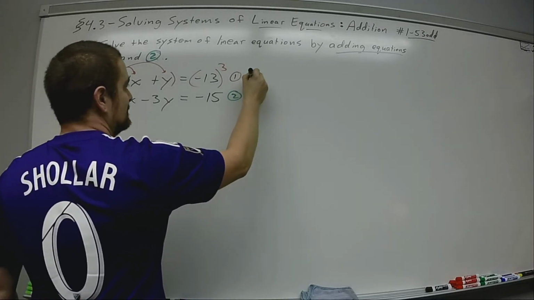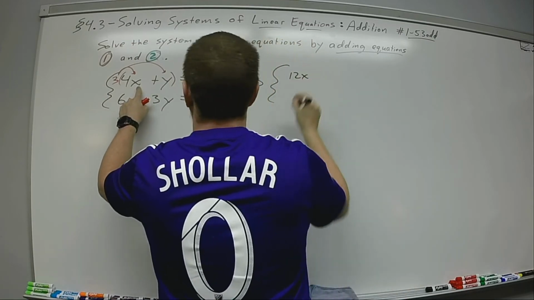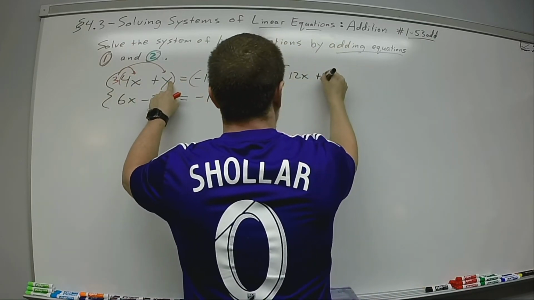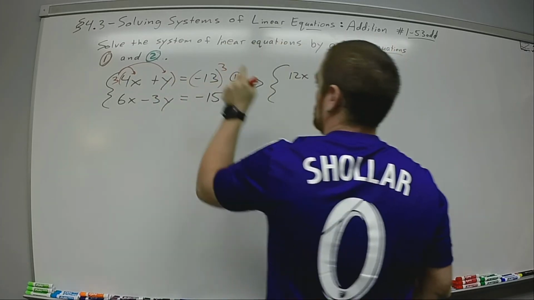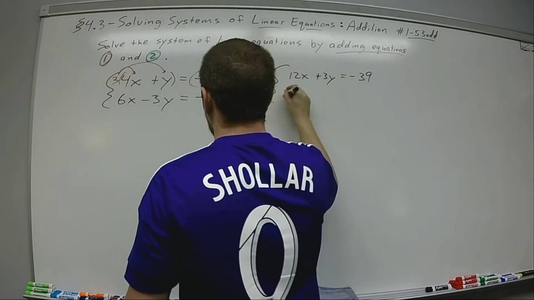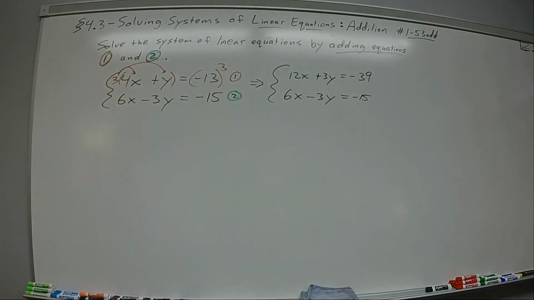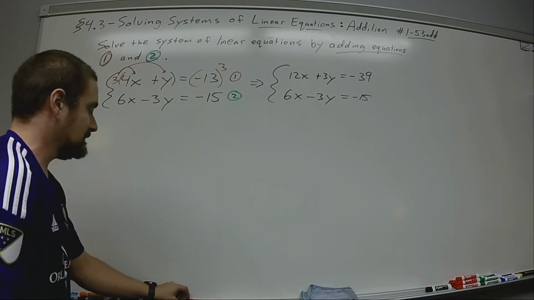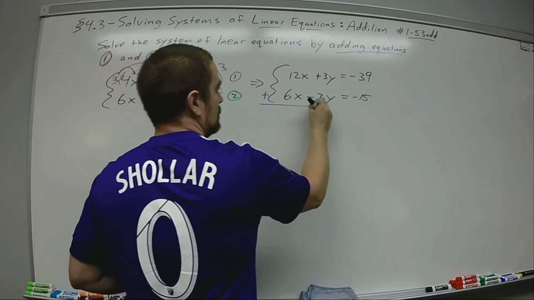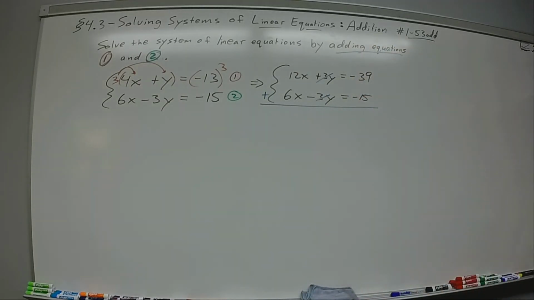I'm just rewriting the system in terms of 12x plus 3y is equal to, this is still negative 39 after I multiply by 3. Notice I haven't touched the second equation because I want to keep that negative 3y where it is so I can get some things to cancel out. Now, if I set up my addition, I'll add 3y and I'll subtract 3y when I do that addition, so I'll get everything to cancel out.